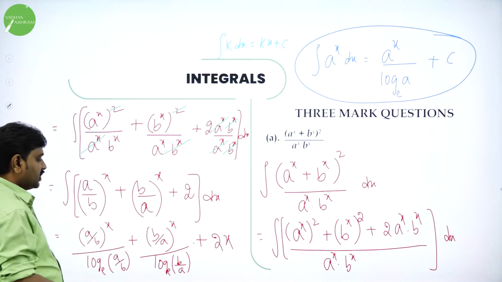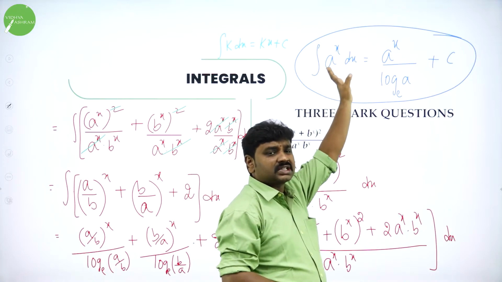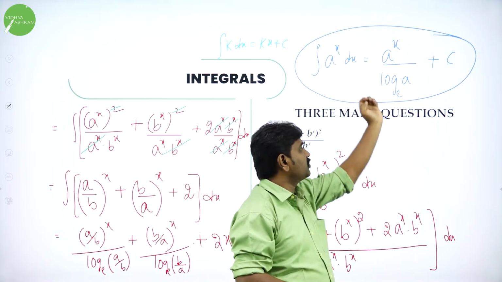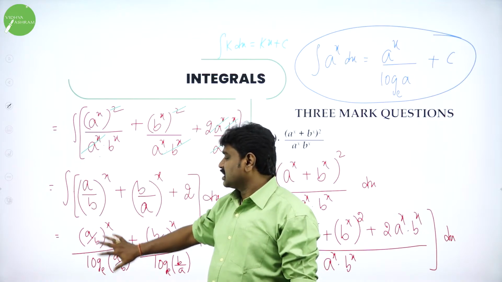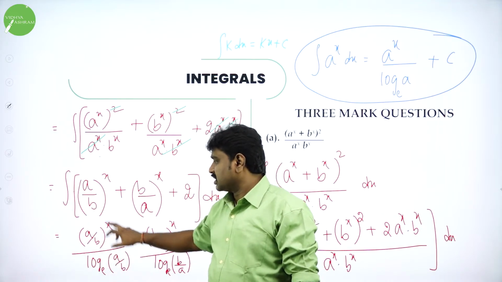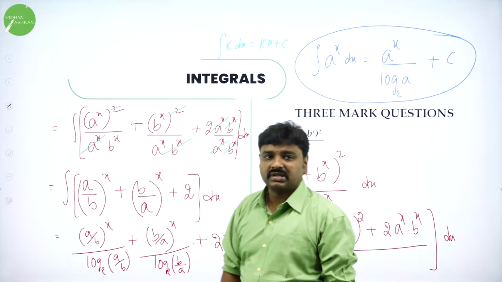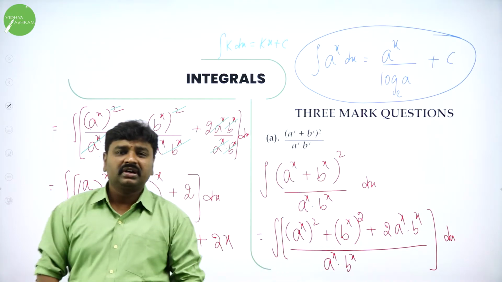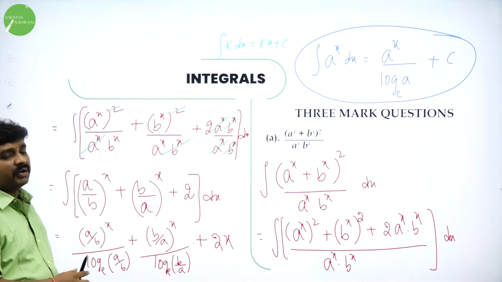Each term I integrated. First one is in the form a power x. A means constant. Constant power x means constant power x by log constant. So a by b is constant. Constant power x is constant power x divided by log constant. Constant here is a by b. Here constant is b by a. And third one is this. So I am repeating, integrables can be done by converting the given problem or simplifying.